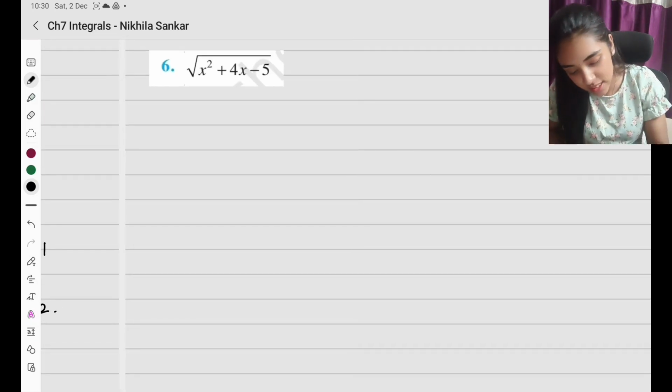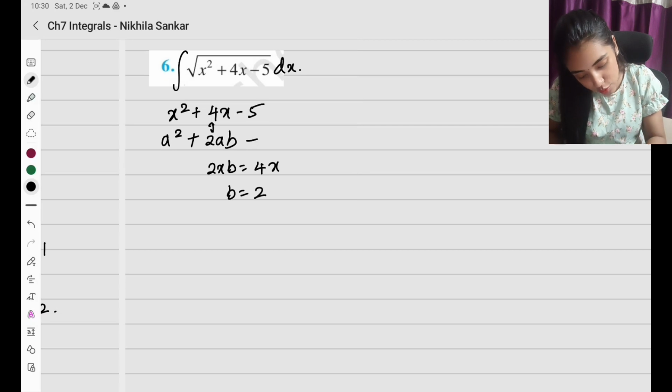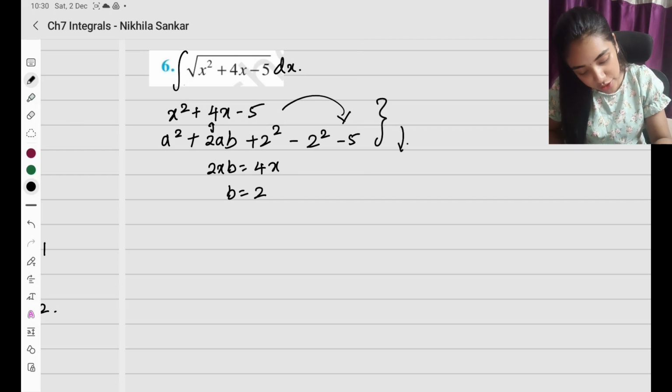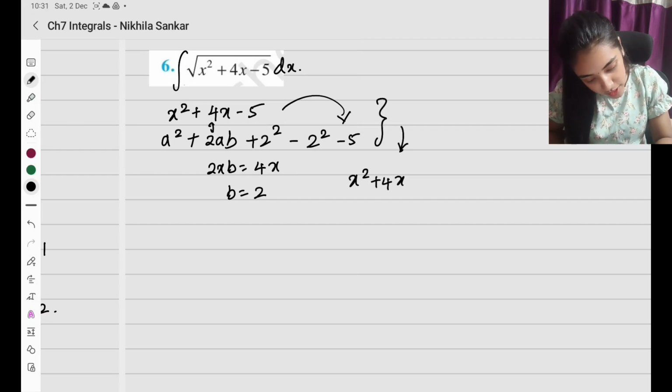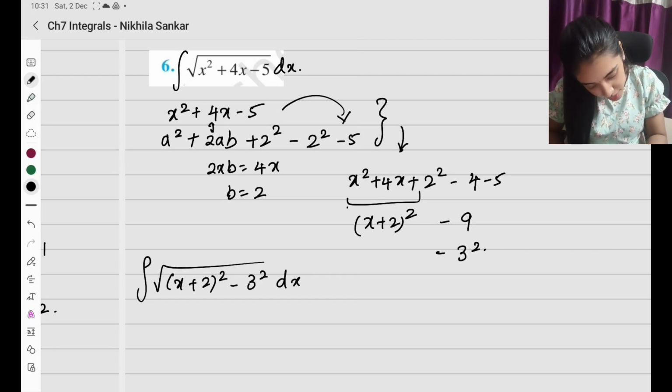Question number 6. So this is of such a form. x square plus 4x minus 5, a square plus 2ab; on comparing, 2xb equals 4x, b equals 2. So adding 2 square, subtracting 2 square, I already have a minus 5. So from these two, what do I get? x square plus 4x plus 2 square minus 2 square, so minus 4 minus 5. From this I have x plus 2 the whole square, and from this I have minus 9 which is minus 3 square. So my question is x plus 2 the whole square minus 3 square times dx.